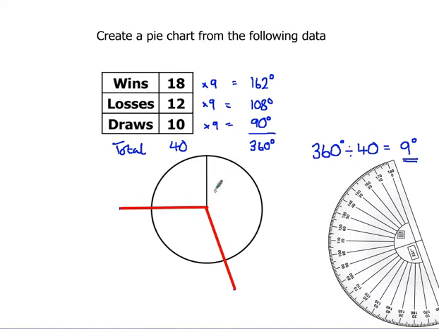So make sure you label this. So this original one was wins, which was 162 degrees. Then we had losses over here, which was 108 degrees. And then we've got draws here, which is 90 degrees. And you can tell that it's 90 degrees because it looks like a right angle as well, but obviously we can measure that to check.